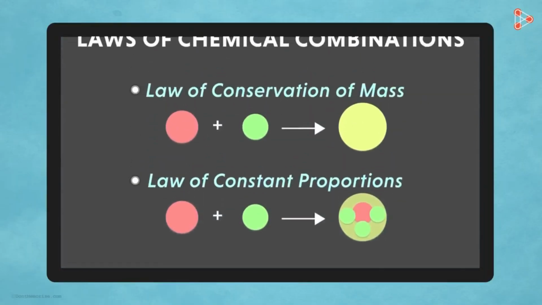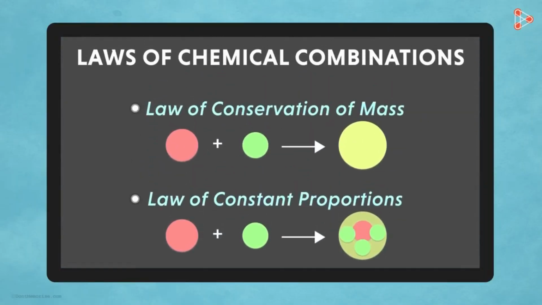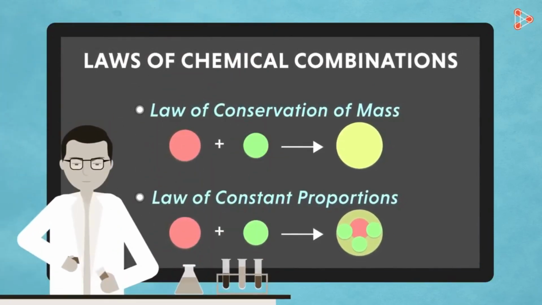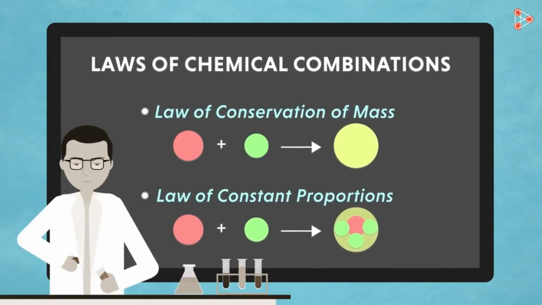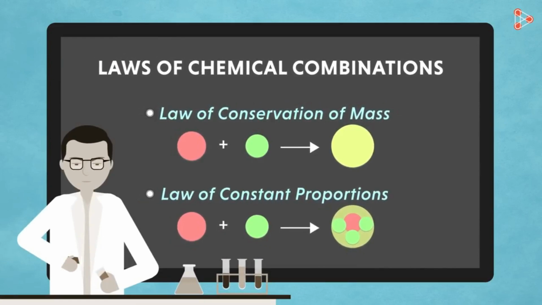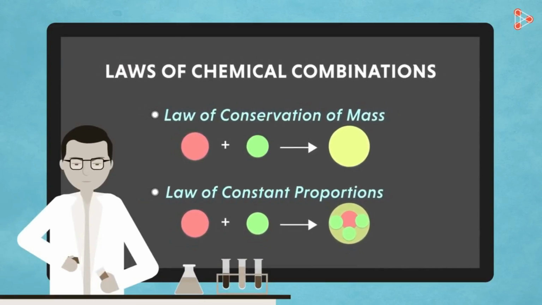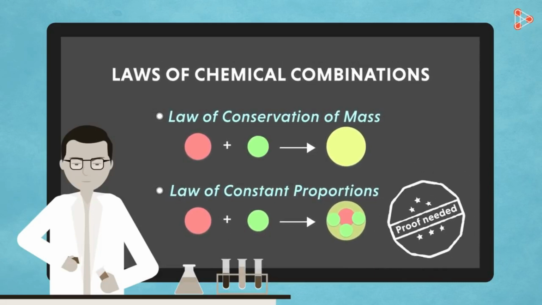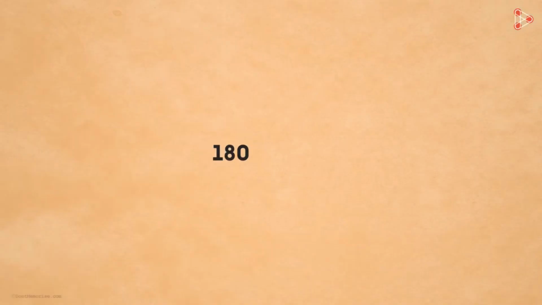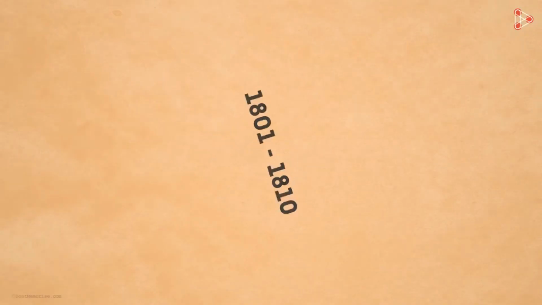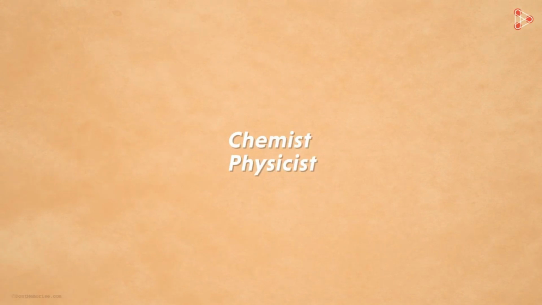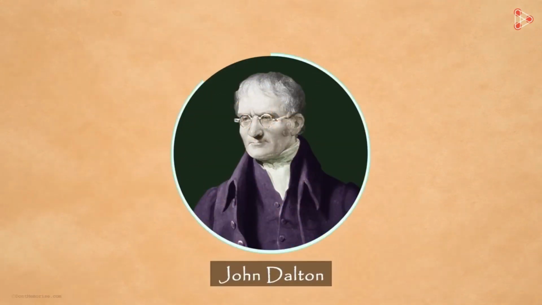The laws of chemical combinations created ripples in the stagnant pool of chemistry. They enabled scientists to carry out various experiments that helped in forming strong foundations in chemistry. However, the laws still needed experimental evidences and proofs. Only then would they be accepted. It was around the first decade of the 19th century that a chemist and a physicist from England named John Dalton was successful in answering many questions.